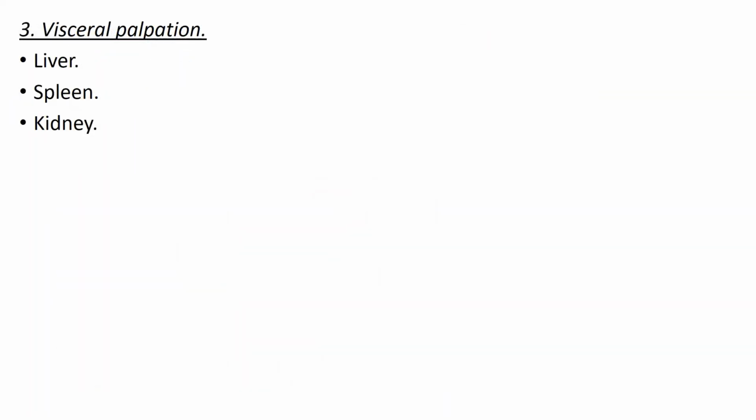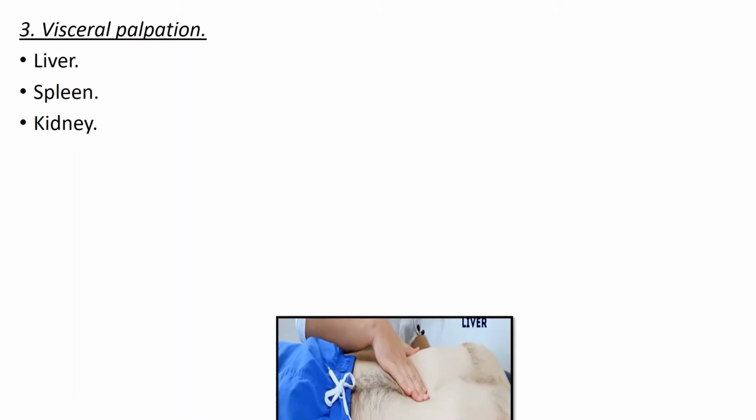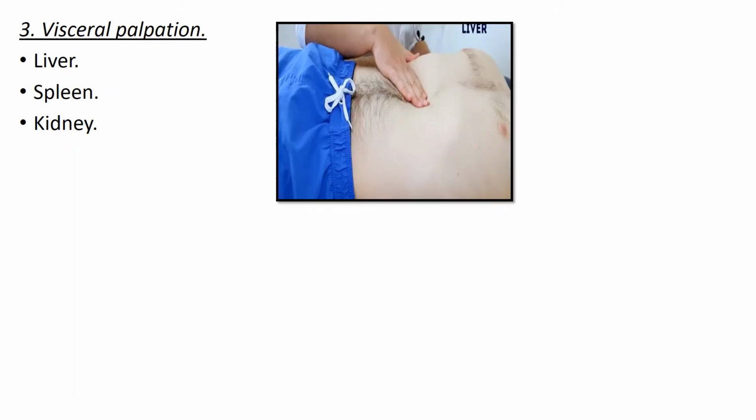Visceral palpation is done to palpate the liver, spleen, and kidney. In liver palpation, keep your right hand transversely in the right iliac fossa. Ask the patient to take a deep breath and slowly slide your fingers towards the right rib cage. When the lower edge is felt, its consistency, surface texture, and size can be evaluated.